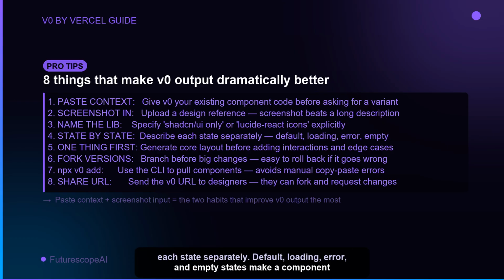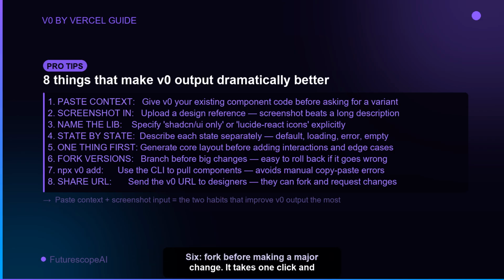4. Describe each state separately. Default, loading, error, and empty states make a component production ready. Ask for each one explicitly. 5. Generate the core layout first before adding interactions and edge cases. Build incrementally for better control. 6. Fork before making a major change. It takes one click and means you can roll back instantly if the output goes wrong.